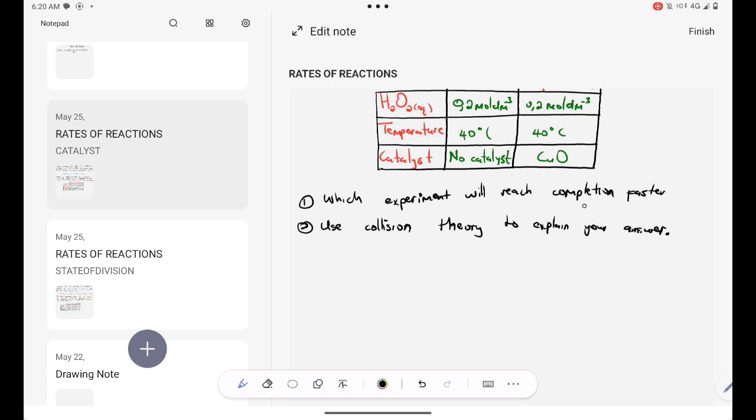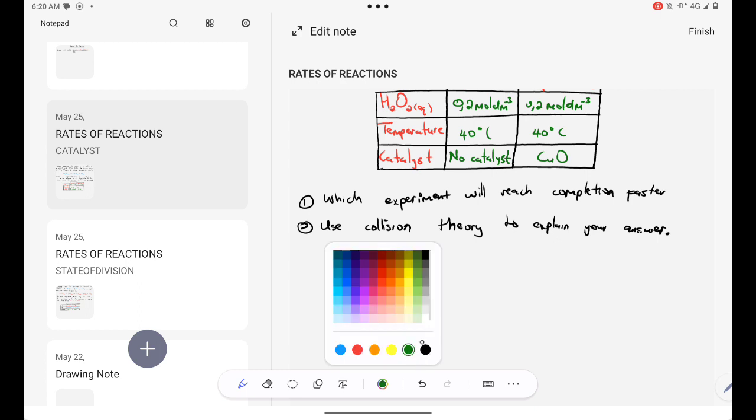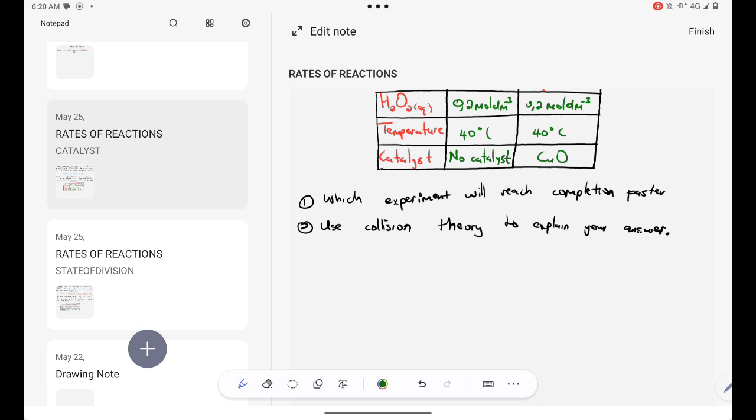Experiment 1 will reach completion faster. They could have said which one of the experiments has a higher rate of reaction. The one that has a higher rate of reaction is the one that will reach completion faster. So experiment number 2, the one that has a catalyst, will simply reach completion faster. We are supposed to use the collision theory to justify our answer.